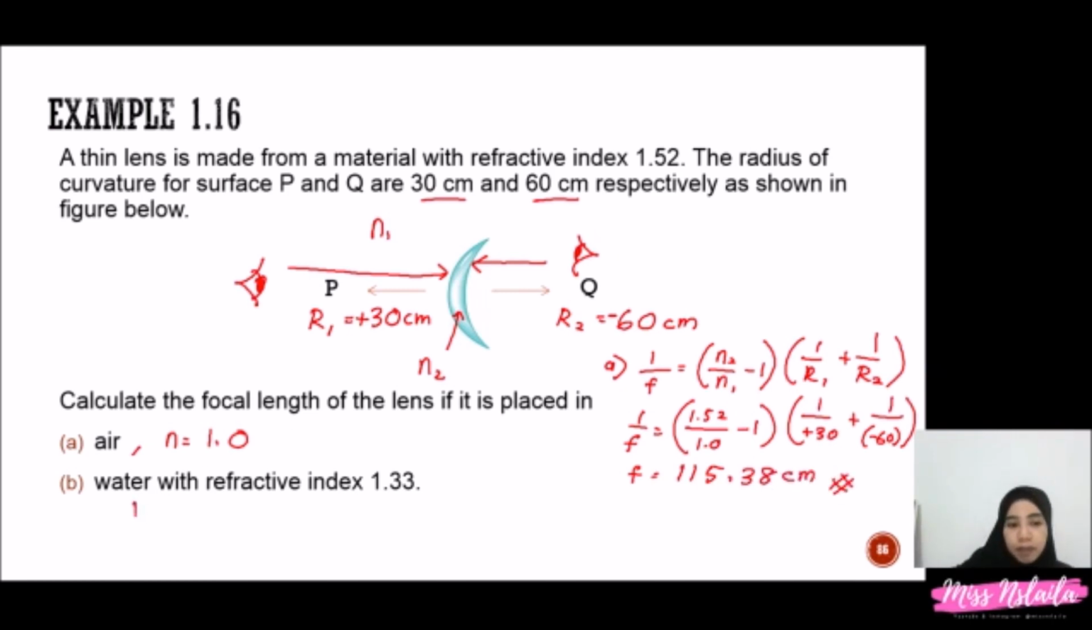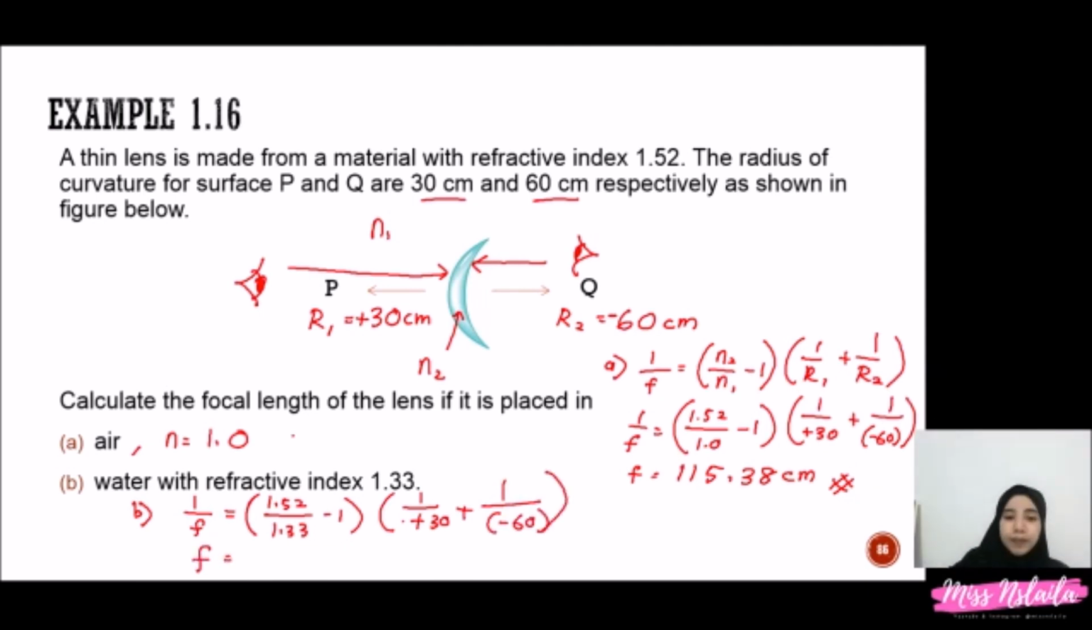For question B, we're going to use the same equation, but we're going to replace n1 with water, because this lens is being put in the water. So n2 will be 1.52, n1 is 1.33, minus 1 times, okay, so f will be equal to 420 centimeter.